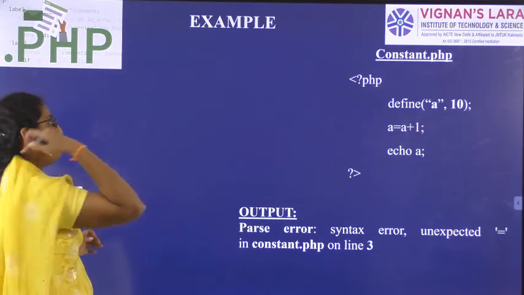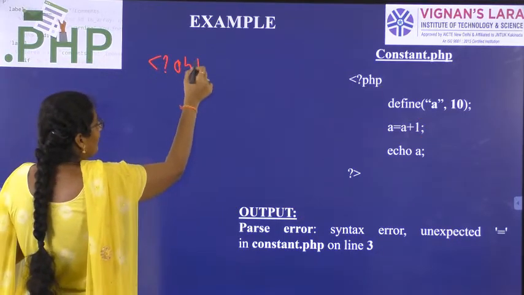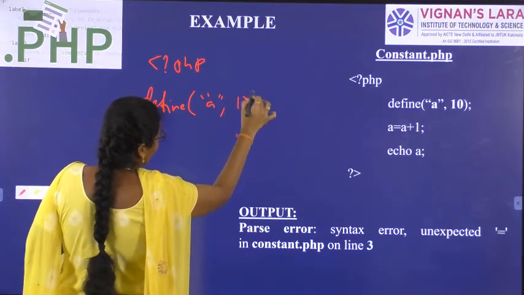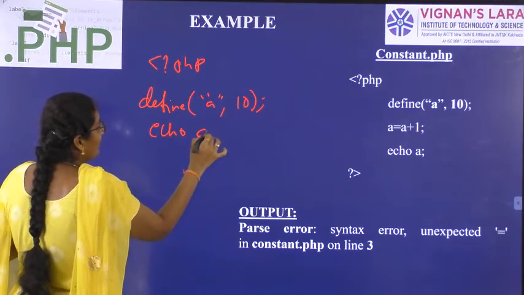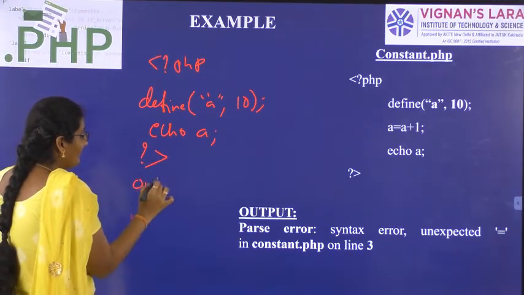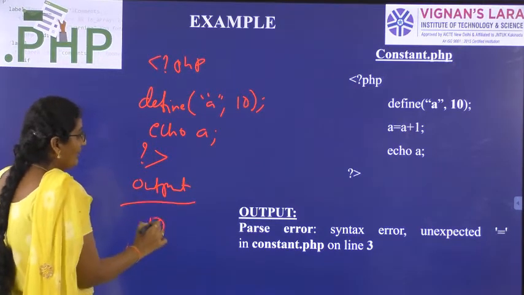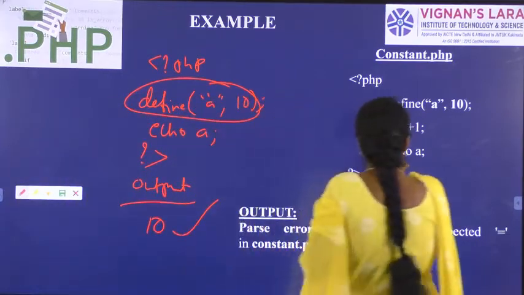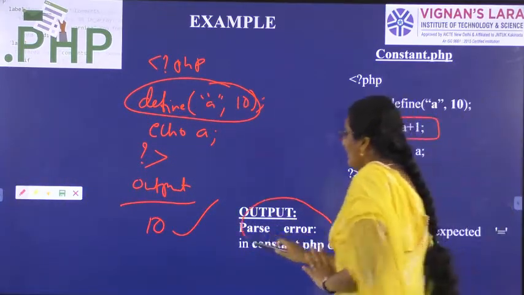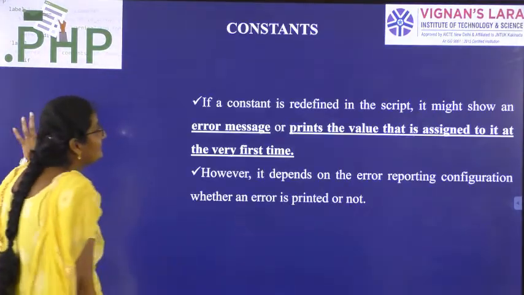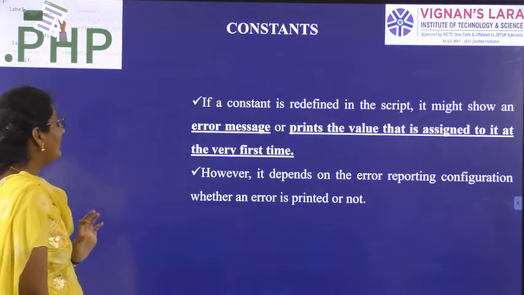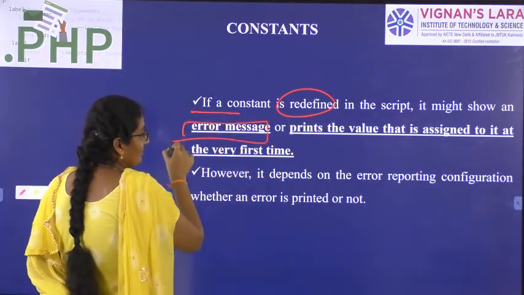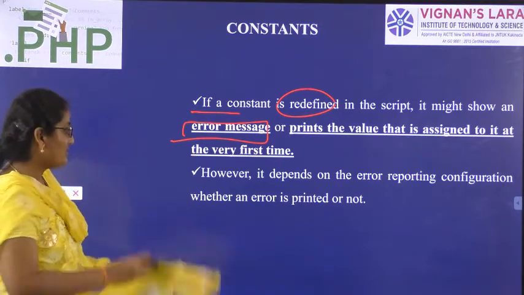So if we do such kind of things, we will get the parse errors. Why did this program give an error? If we write the program like this, and if we define the constant like this, and if we print the same constant, then we will get the output as 10 because our constant value is 10. But in the third line we have the error, we have incremented the a value, unexpectedly we got the parse error. So let us see. See here, if a constant is redefined, it might show an error message. So you should not redefine the constant.